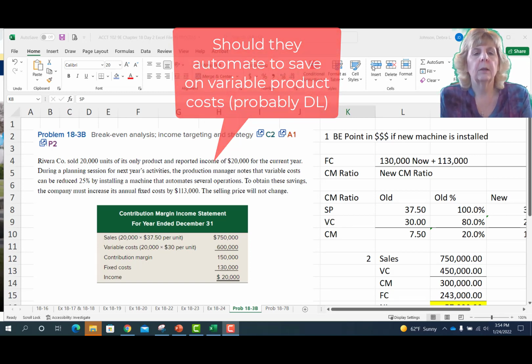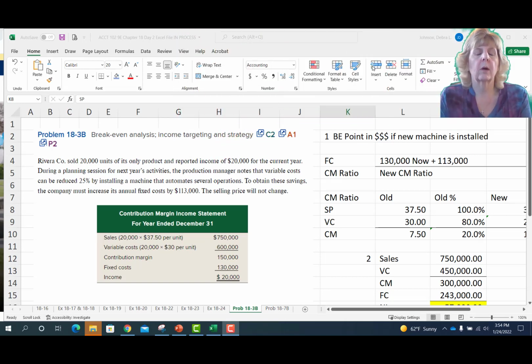Okay, this is common. Companies are looking for a way to cut down on their product costs, and this company is looking at a strategy where they're going to spend a significant amount of money, if I remember correctly, $113,000, in the hopes that they can reduce their product costs by 25%. They want to know, what is our bottom line going to look like? The selling price will not change.